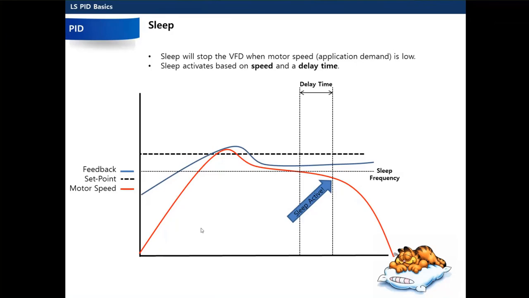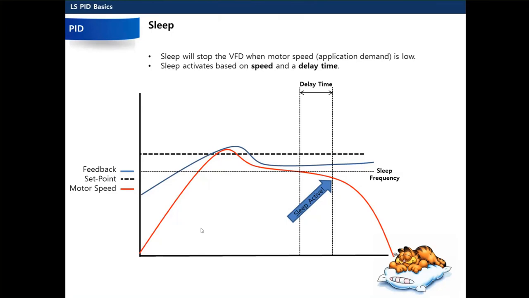So in cases like that, the motor speed's going to decrease. Sometimes it can still run at a low speed, but a lot of pumps or fans don't really do much work. They don't move much air. They don't build much pressure at low speeds. Typically, people end up using sleep. So when you're running at a low speed for a certain amount of time, then the drive's just going to stop, okay? The sleep goes active when you hit a certain speed after a certain delay time.